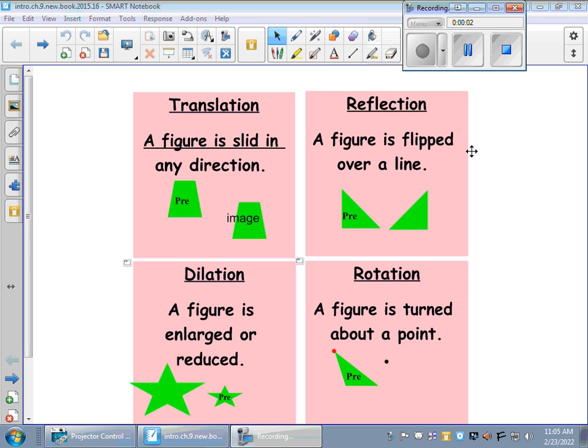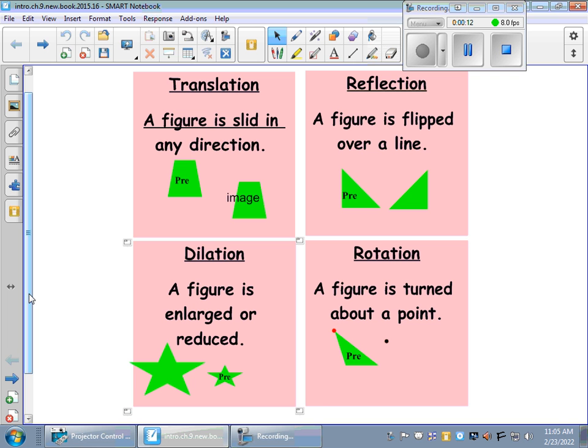So today we're doing what's called foldable notes, and we're doing kind of an overview of the entire chapter 9. This would take pretty much the whole class as we walk through. As you're taking a look at this, translation is in the upper left, a figure that is slid in any direction. So we go from pre-image to image. In this one it would be slid to the right and down. It keeps the same shape and size.